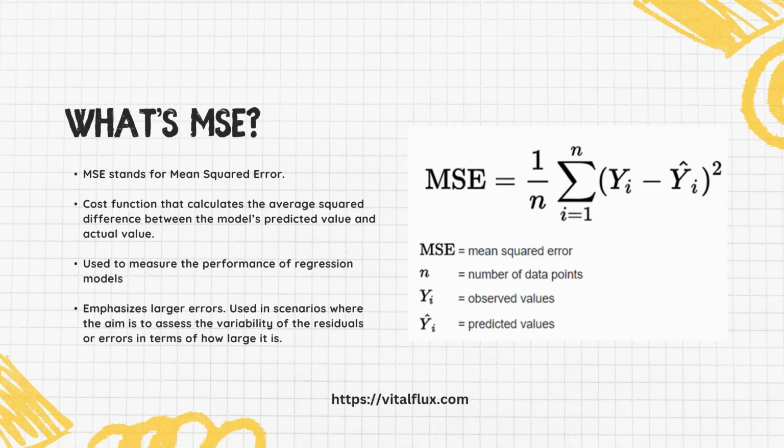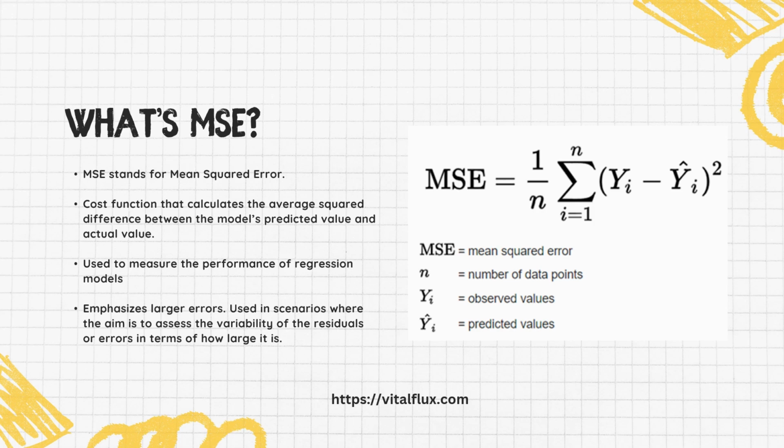The first metric that we are going to learn is MSE. It's short for mean squared error. Mean squared error can be understood as the cost function used for regression models. MSE is used to calculate the average squared difference between the model's predicted value and the actual value. Lesser the MSE, better is the performance of the regression model.